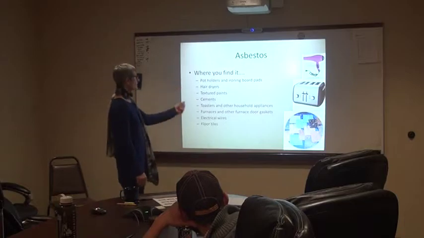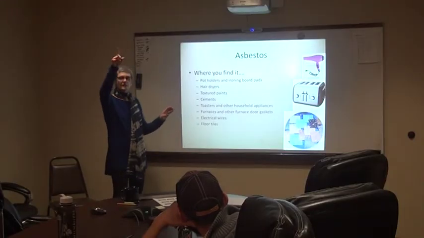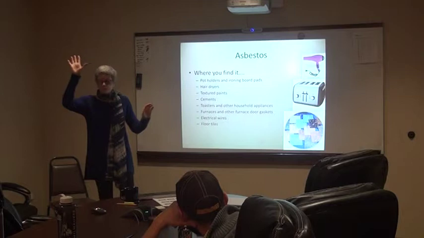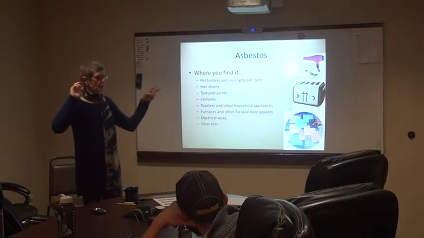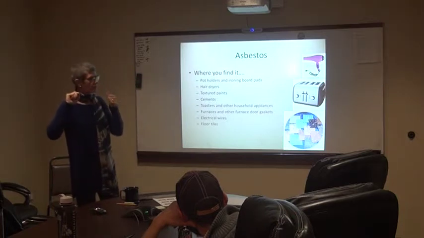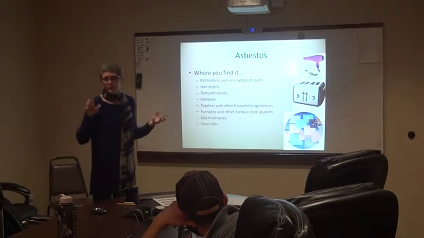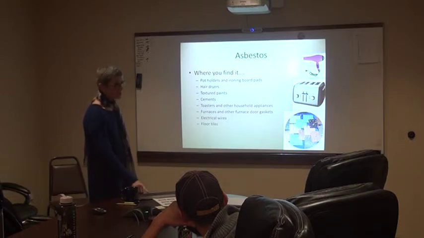Hair dryers had them for insulation. Textured paints had them. Drywall, particularly that from Mexico, had asbestos in it. Ceiling tiles like this had asbestos in it. It's still out there. I'm sending three samples in today, two from my in-laws' house and one from our house in Duluth, because I want to know if it has asbestos, and if it does, save some more money.